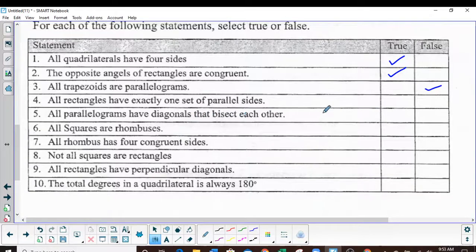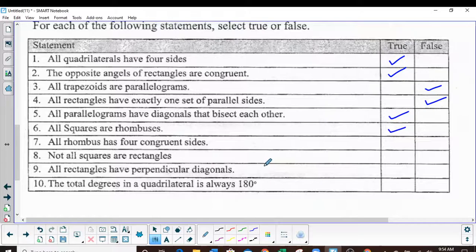All rectangles have exactly one set of parallel sides. No, they have two, so that's false. Let's go to number 5. All parallelograms have diagonals that bisect each other. That is true. Number 6, all squares are rhombuses. By definition, yeah, that is true, okay?